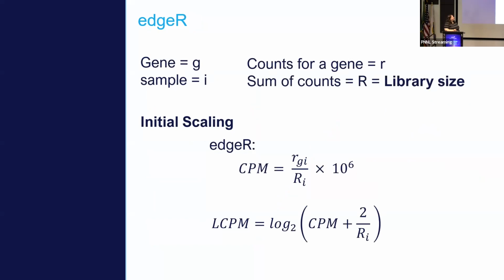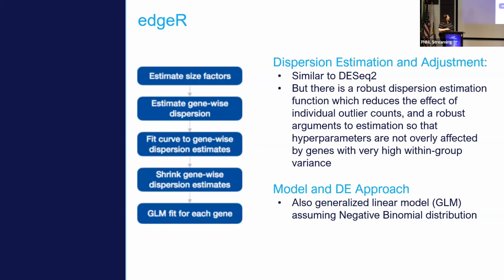Okay, how does EdgeR differ? I'm going to go through this fairly quickly. The way Rachel mentioned, the way that it does this initial scaling in the modeling, EdgeR is doing it in the background. You do not have to do this. You give it the raw counts. But the way they do the scaling is a little bit different. The way that they estimate variance or dispersion is very similar to DESeq2, but they use what's called a robust dispersion estimation function. And it should, in theory, for most data sets, reduce the effect of outliers.